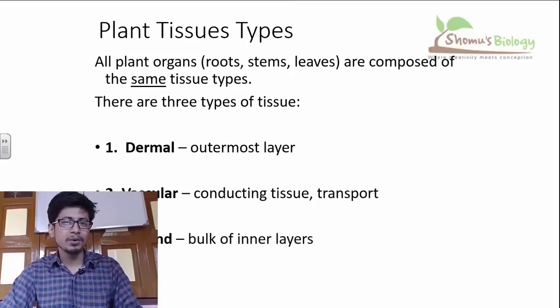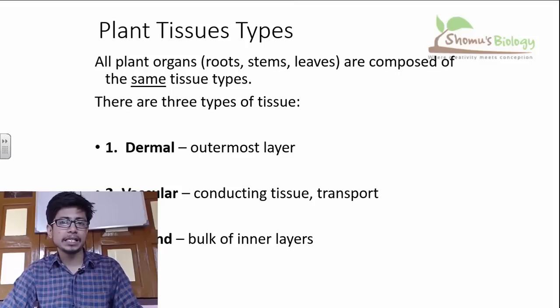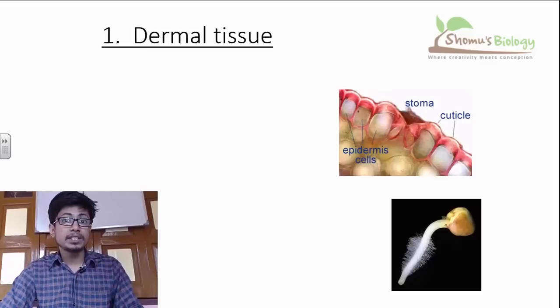The third one is the ground tissues, which are the bulk of inner layers that are present. In most cases, ground tissues provide either storage, like storage of starch and materials for future use, or the ground tissues may help in the strength and proper support for the plant. Now begin with the dermal tissues.